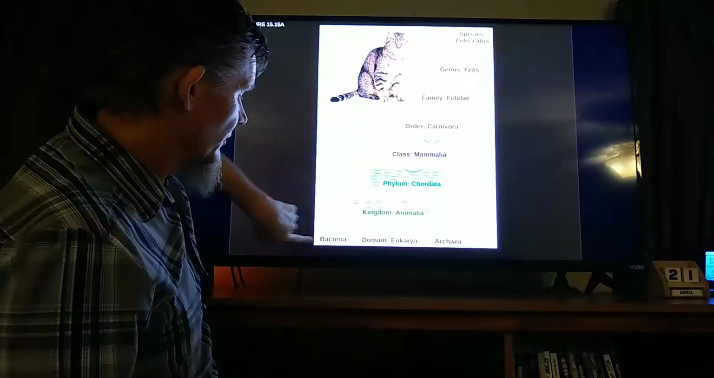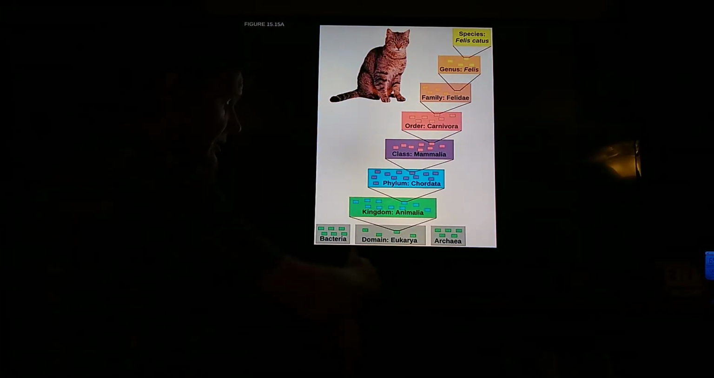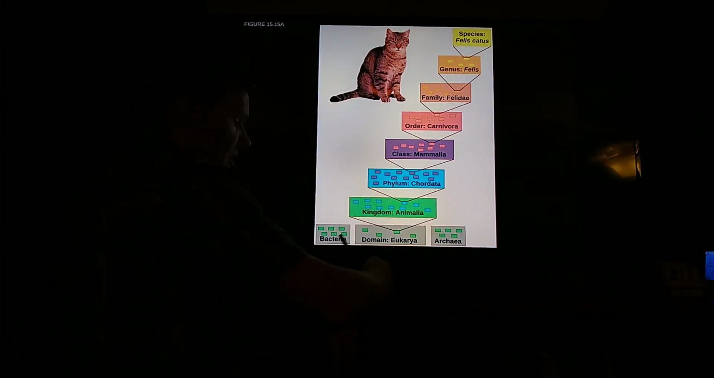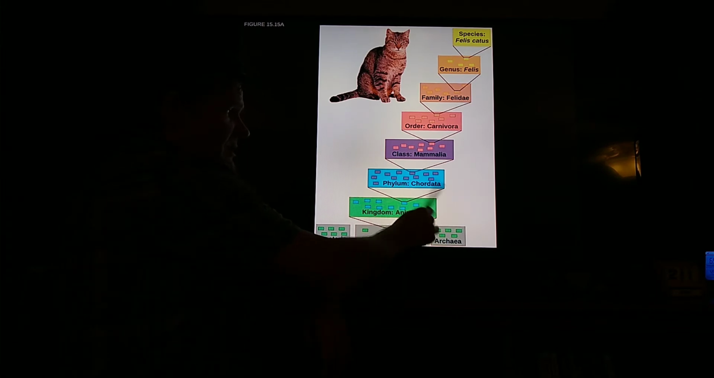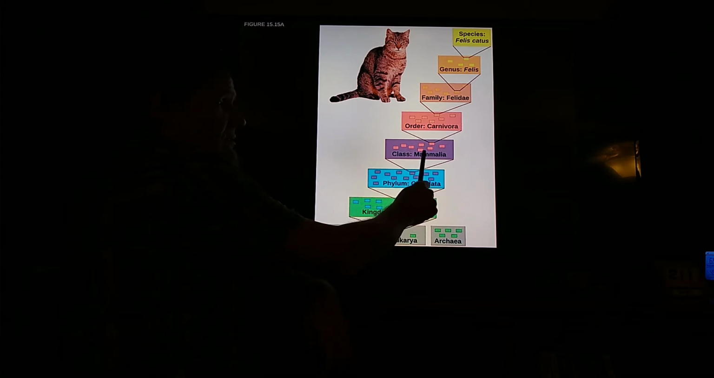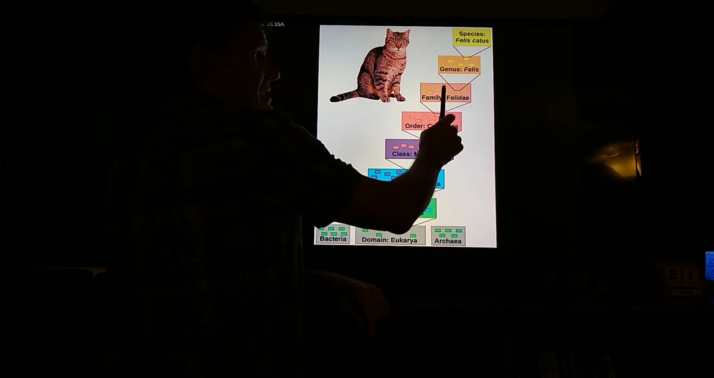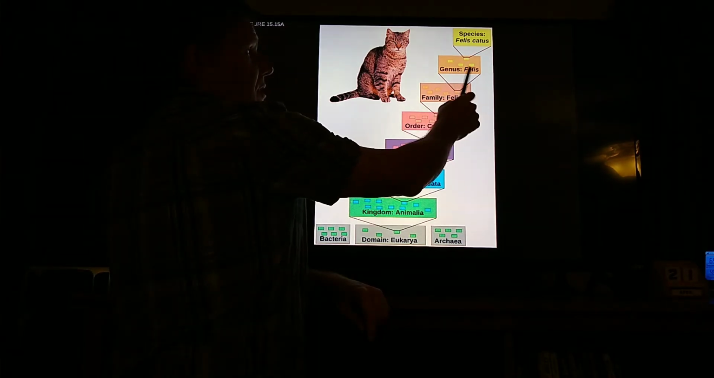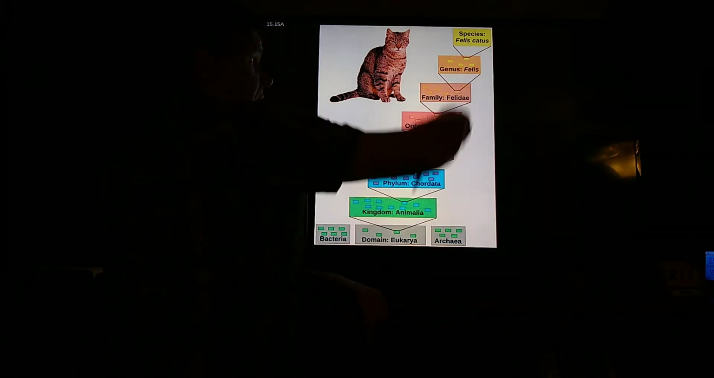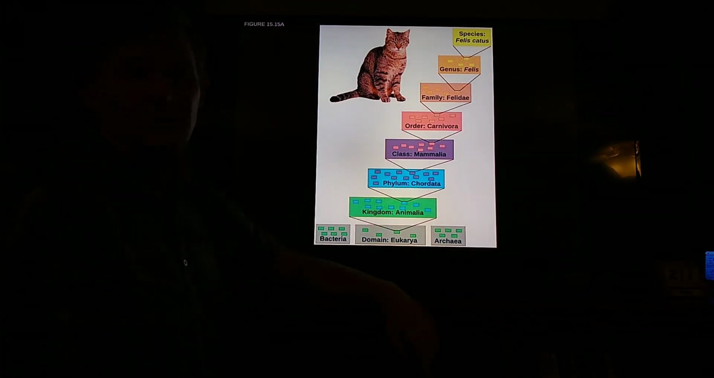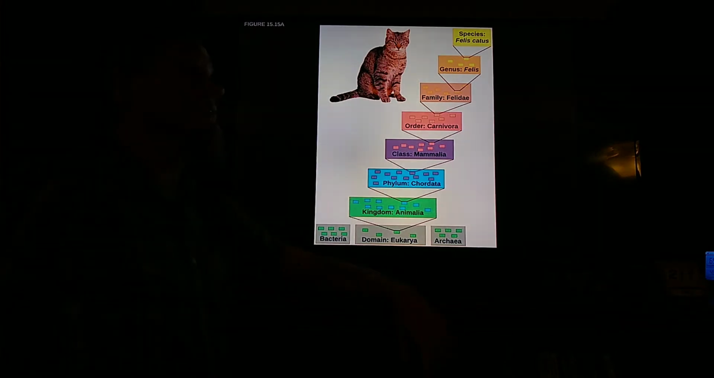Again, we start with the 3 domains. Within each domain, there are several kingdoms. Within a kingdom, there are several phyla. Within a phylum, there are several classes. Within a class, there are several orders. Within each order, there are several families. Within each family, there are several genera. Within each genus, there are several species. And we follow it all the way down to get to one individual, and this is the house cat, Felis catus.